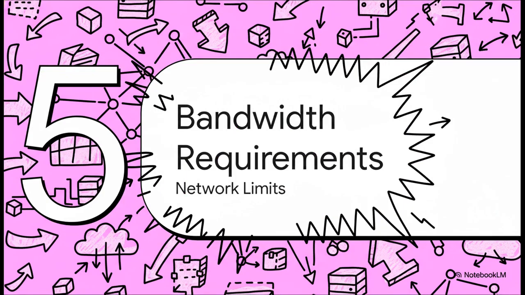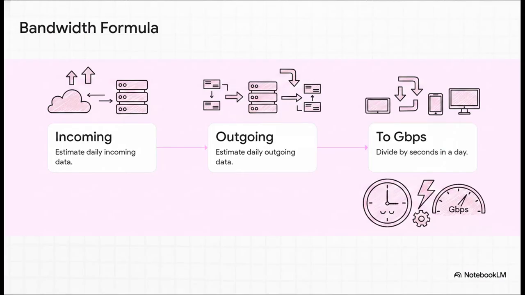Section 5. Calculating bandwidth requirements and defining our network limits. To translate all those massive storage sizes into actual network speed, we use a simple 3-step formula. First, we estimate the daily incoming data, so the uploads. Second, we estimate the daily outgoing data, the downloads and views. Third, we just divide those daily totals by the number of seconds in a day to determine our required speed in gigabits per second, or Gbps.